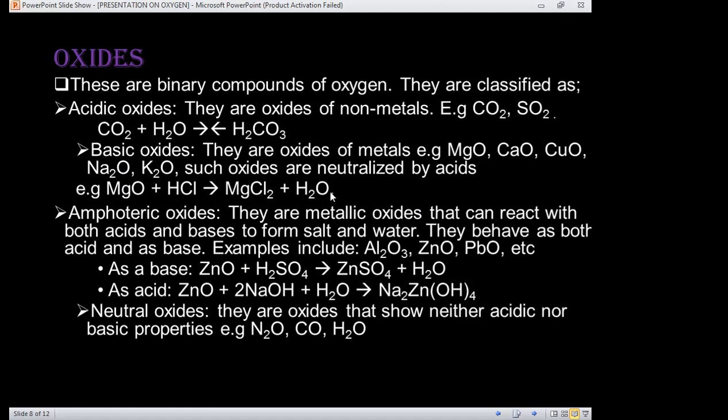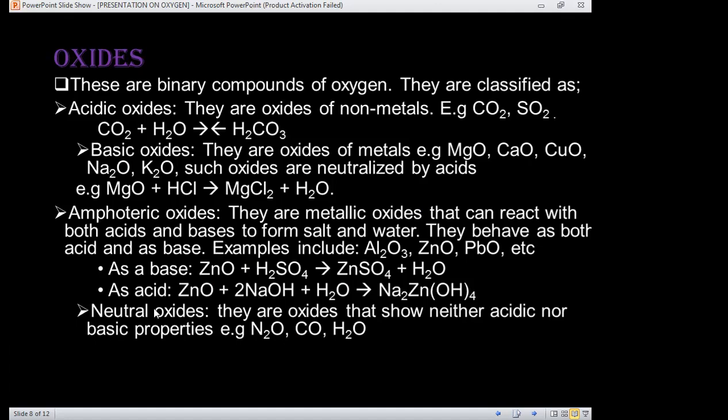Then we have amphoteric oxides. These ones are oxides of metals like zinc(II) oxide, lead(II) oxide, aluminum oxide. However, they can react with both acids and bases to form salt and water. That is why they are called amphoteric. Amphoteric means the ability to behave like an acid and the ability to behave like a base. So you can see the equation where zinc(II) oxide is acting as a base by reacting with an acid, and you can see the second one where it is acting as an acid by reacting with a base.